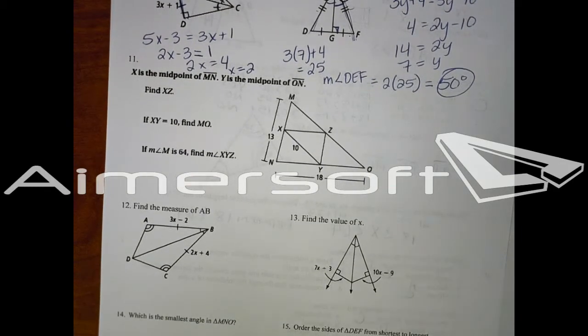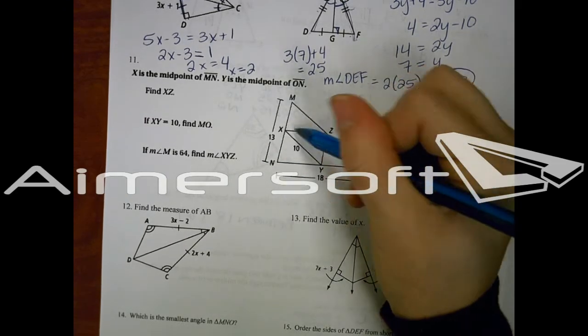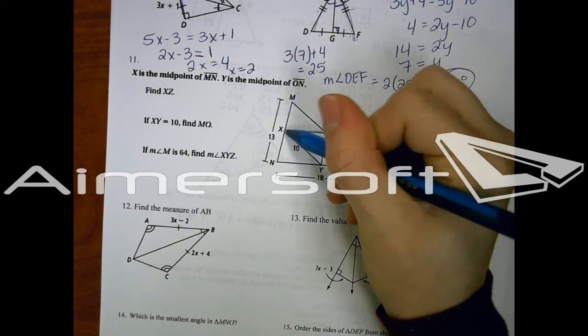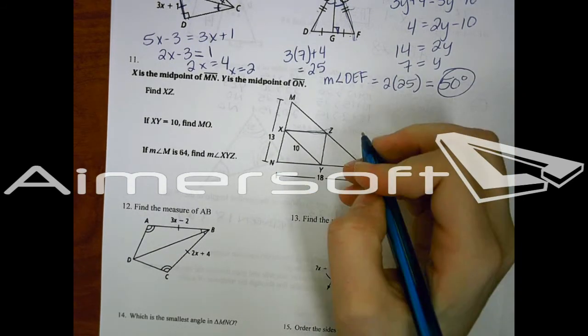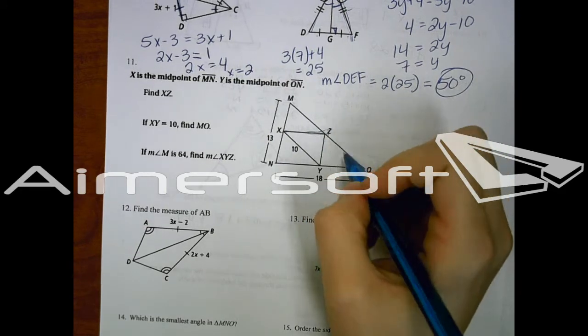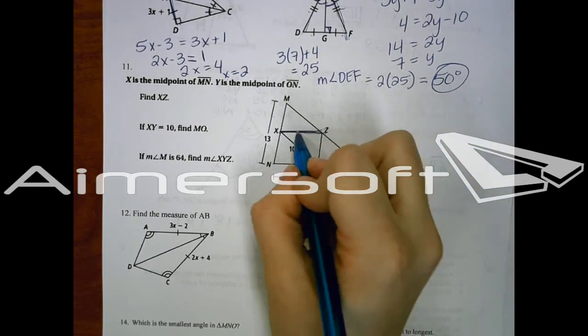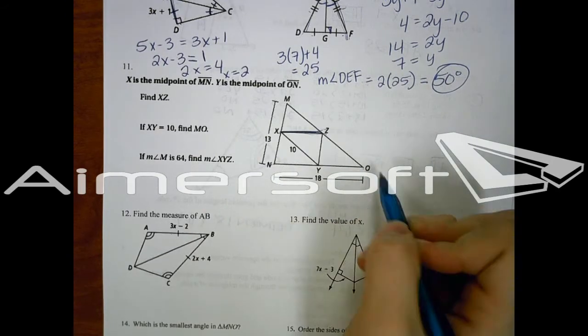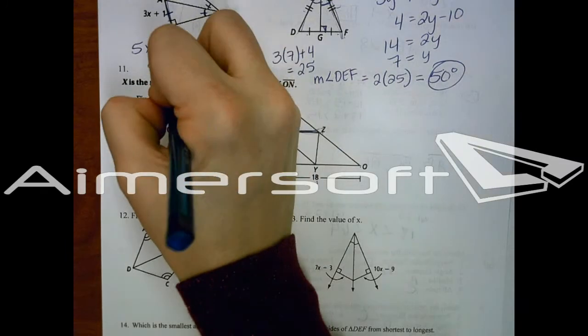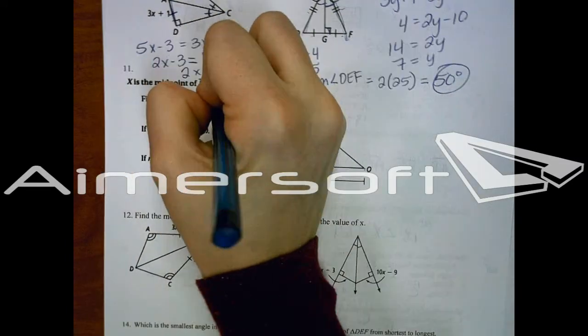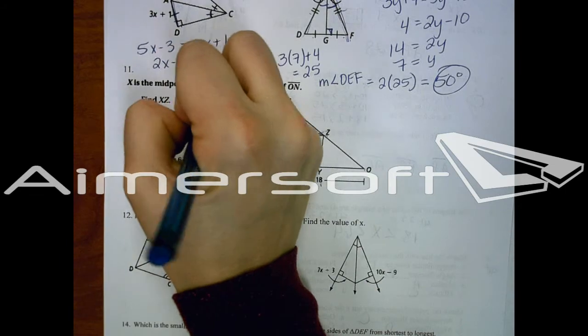Number 11, X is the midpoint of MN, Y is the midpoint of ON. First we want to find XZ. XZ is here. That means XZ is parallel to NO, which makes it the mid-segment, or one of my mid-segments, but the mid-segment that's parallel to NO. So XZ has to be half of NO. So XZ equals 9.